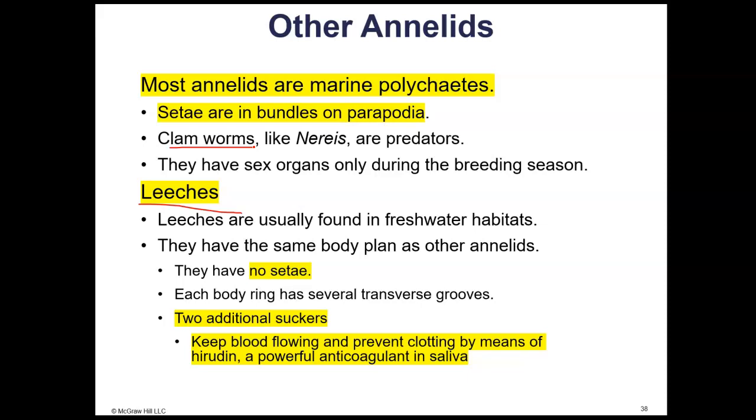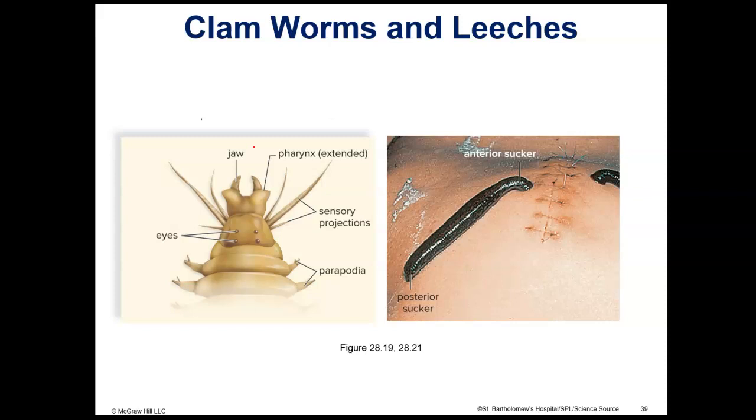Leeches do not have setae, so just to show you the difference between them. This is a leech, and you can see it has these lines representing the different body segments, kind of like an earthworm, but a leech, of course, is a parasite. And then you have the parapodia that you would see on a marine clamworm, which is a polychaete. A leech and an earthworm would both be oligochaetes, whereas the clamworm and other marine annelids would be polychaetes. The leech and the earthworm would be oligochaetes.